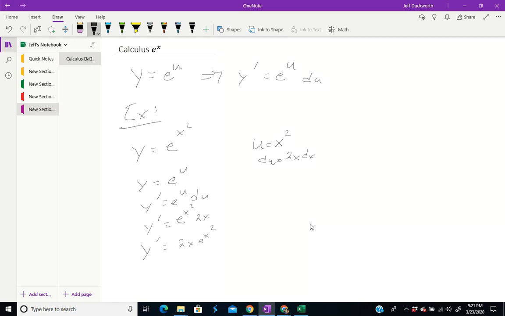So again, note that we just are putting in the exact same thing again, this e to the x squared, and then taking the derivative of the top via the chain rule. That works too.